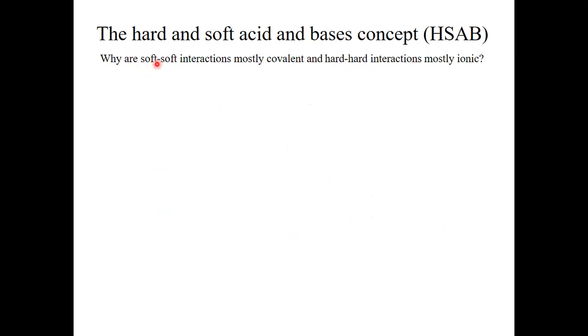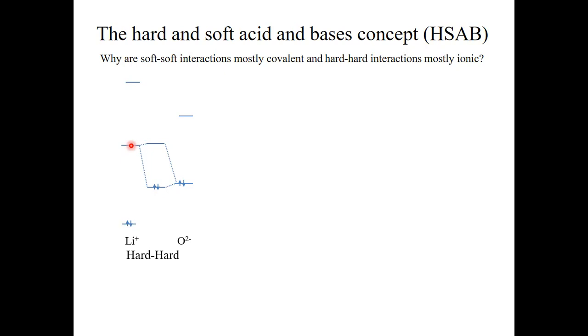So now to the question, why are soft-soft interactions mostly covalent and hard-hard interactions mostly ionic? This has to do with the energy difference between orbitals. When a species is small and hard, the energy difference between its orbitals tends to be large, and that's true for both the acid and the base. When these energy differences are large, it's statistically unlikely that the energy of the HOMO is similar to the energy of the LUMO of the acceptor. And therefore, it's unlikely that we get a covalent bond; we more likely get an ionic bond.